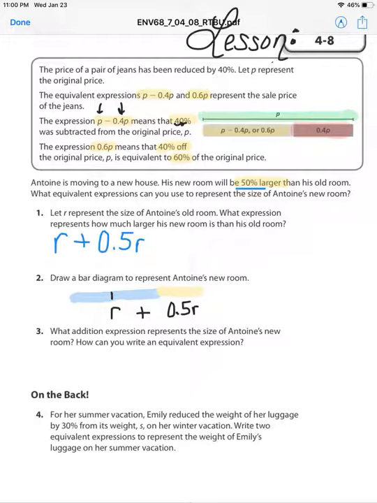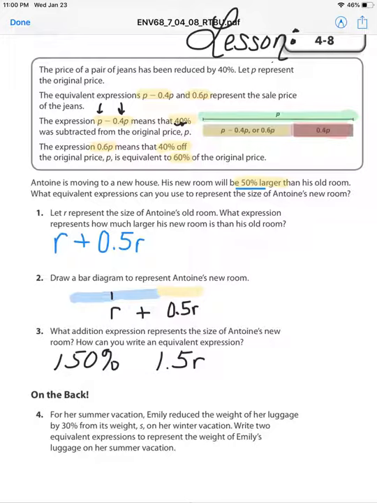Now it says, what additional expression represents the size of Antoine's new room? How can you write an equivalent expression? Well, I know that I have an R and I'm adding 50%. So his room is going to stay the 100% of its size plus 50%. So basically his room is increasing to 150%. How do I write that as a decimal? 1.5 times R.